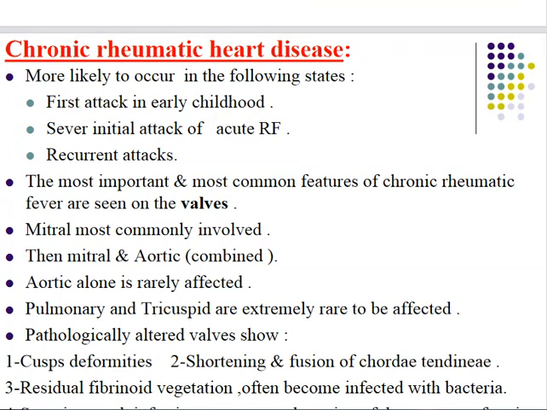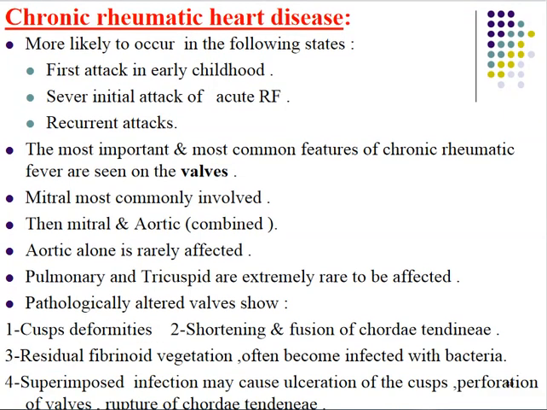Chronic rheumatic heart disease is more likely to occur in the following conditions: when the first attack occurs in early childhood. With an early age of the first attack, one is most likely to develop chronic rheumatic heart disease. A severe initial attack of acute rheumatic fever, and recurrent attacks of rheumatic fever, all expose the patient to the development of chronic rheumatic heart disease.